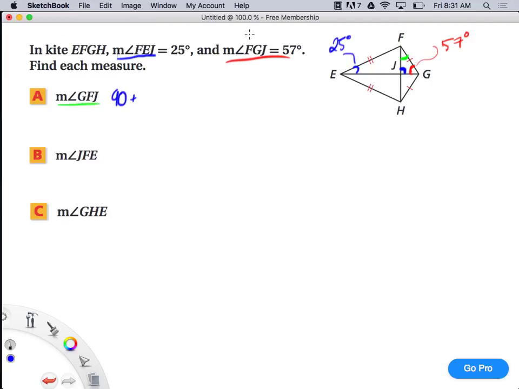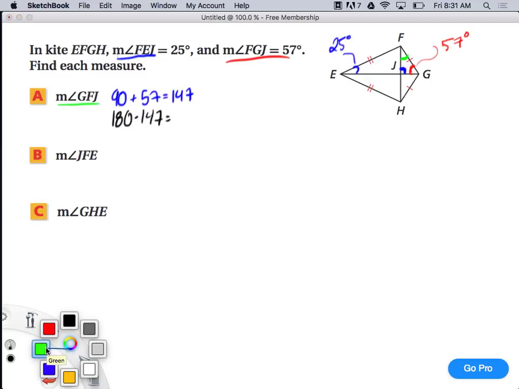Because that's a property of a kite. Yes. So 90 plus 57 equals 147. How would I find the green angle? 180 minus 147 equals 33 degrees. So there you go. Does that make sense to you guys?